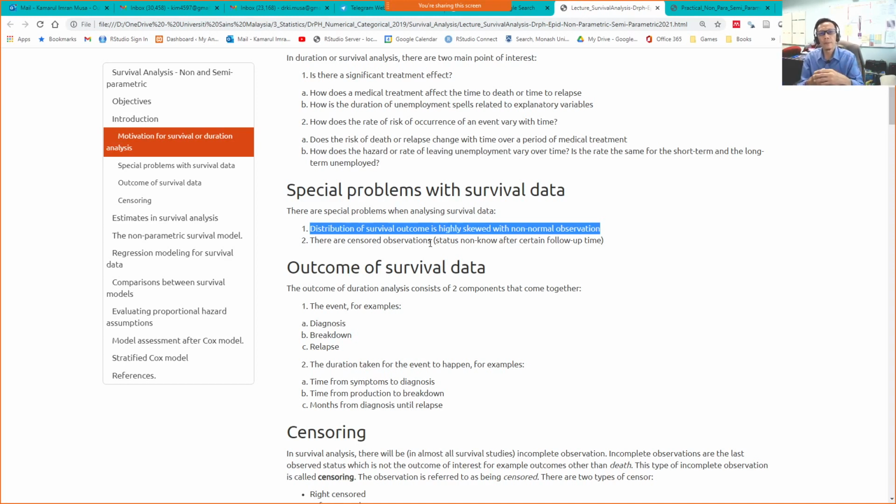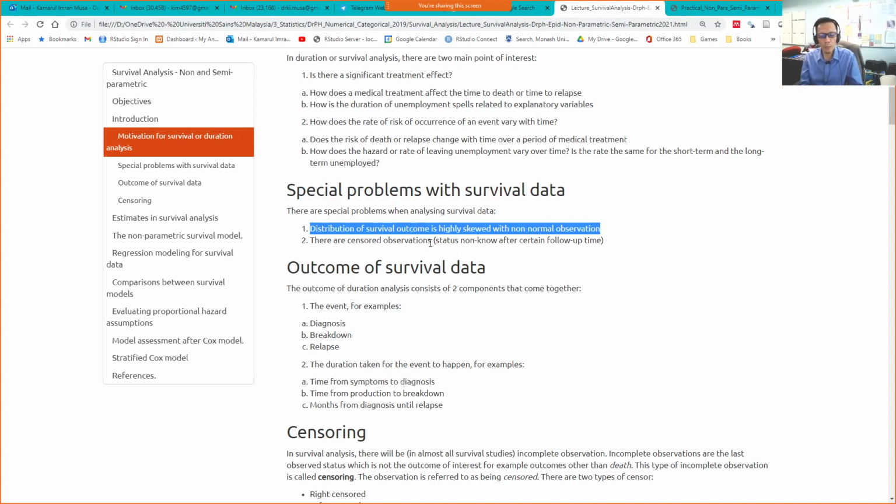The second one came to our clinic maybe on the 1st of March. The last status, of course, when he came to the clinic, he's alive. Because death is the event of interest, the status of being alive is considered as censored, because we know that after a certain time, in the future, he will die, maybe because of that disease.